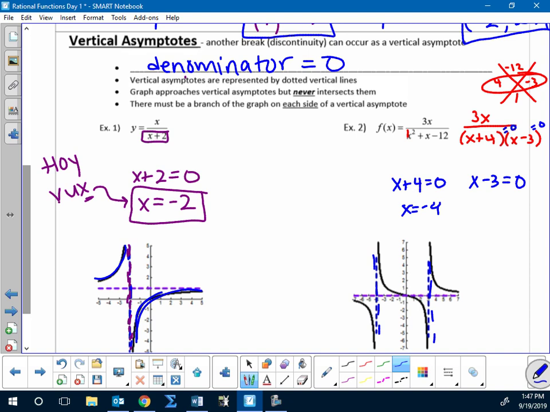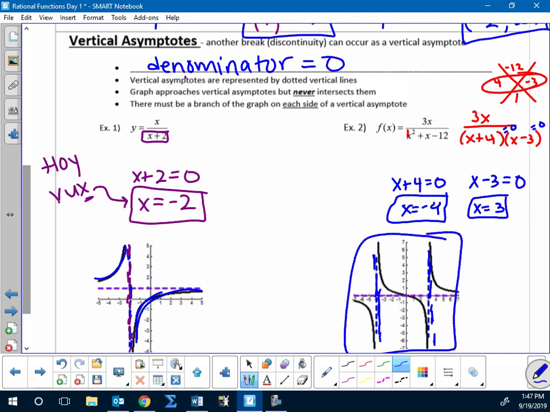So my first vertical asymptote is at x equals -4, which look, that happened right here in this graph. Whoa, crazy. And my second vertical asymptote is located at x equals 3. Whoa, look, it's right there. That's crazy. So this picture is the picture of the function for example 2.